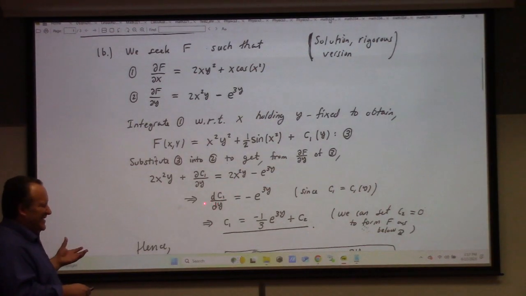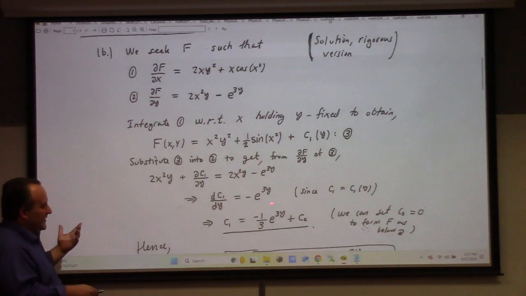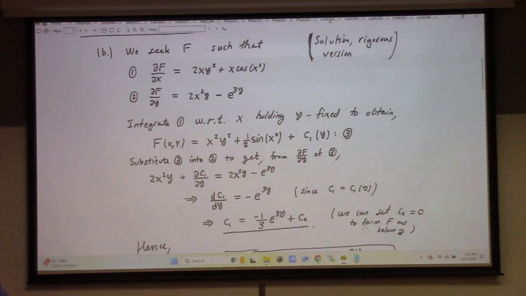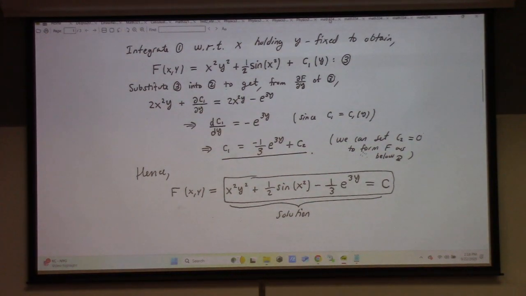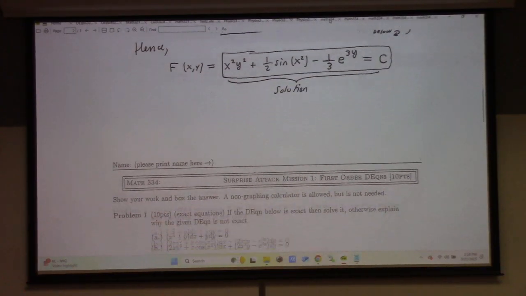If it's not exact, when you go through this process, you end up with the function of y equal to something in terms of x and y. That's what would happen to you if you did such a thing. This should all be vaguely familiar because it's really the same calculation as we did in Calculus 3 to find the potential for a conservative vector field. It's the same calculus, but just in 2 dimensions, right? So there's that.